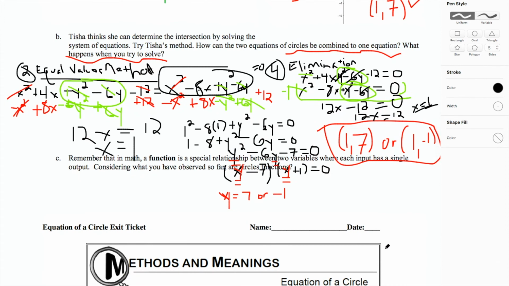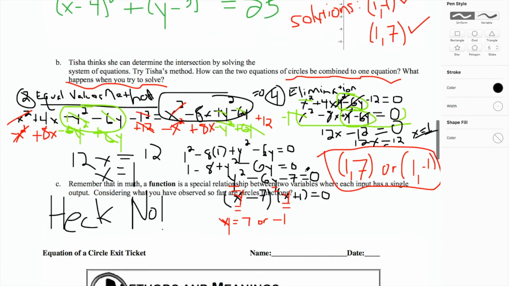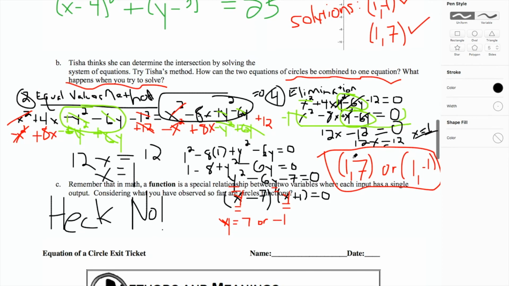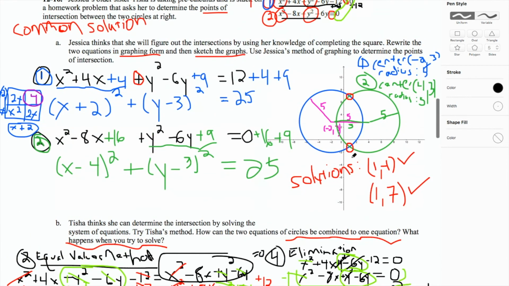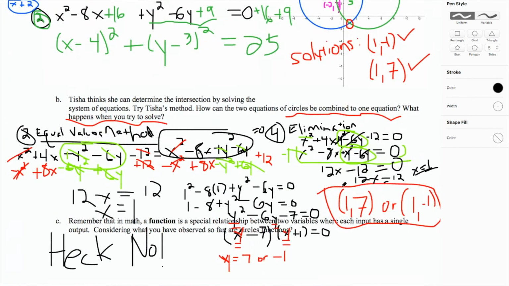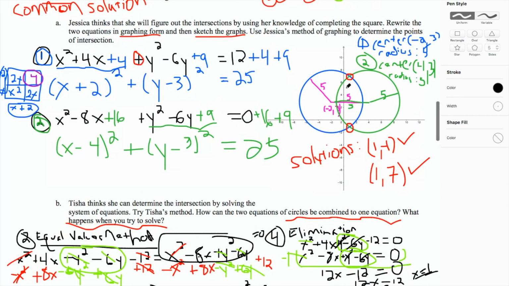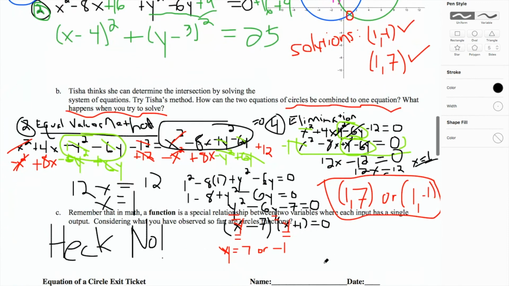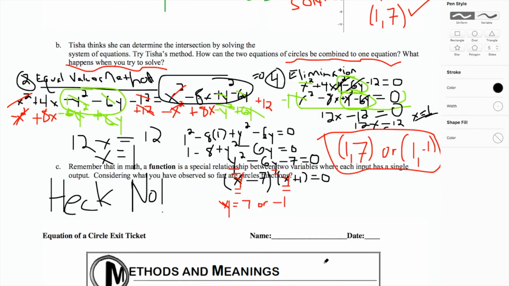Part C says, remember that in math, a function is a special relationship between two variables where each input has a single output. Considering what you've observed so far, are circles functions? And the answer here is heck no. We've totally seen this, that for an input of 1, for instance, there is more than one output. An input, an x of 1, returns 2 y values as solutions. You can have at most one output, at most one y value for a given x input.